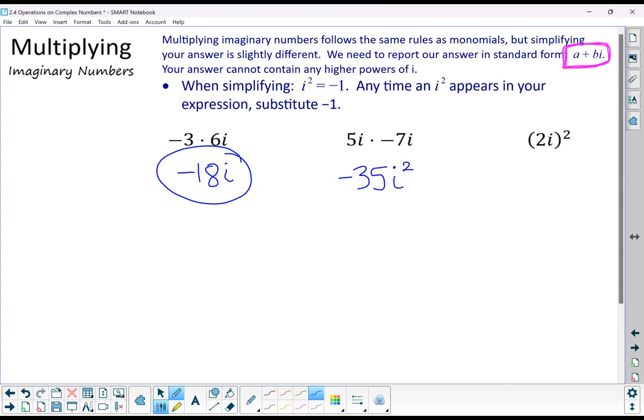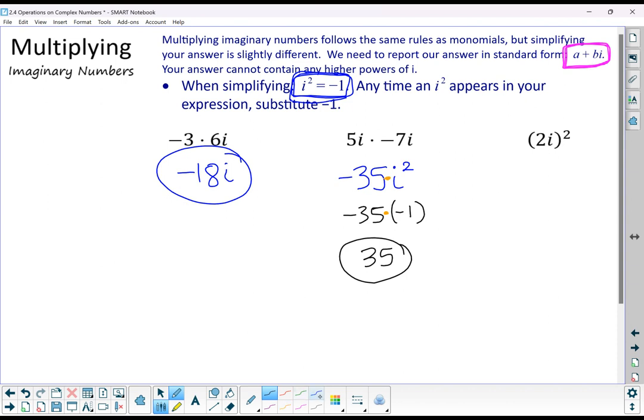-35i squared. Well, we can't report any answers that have a higher power of i than just 1, so we can't leave our answer in terms of i squared like this. We have to remember that i squared is the same as -1. So if I have -35 multiplied by i squared, that's the same as a -35 multiplied by a -1, because i squared is -1. And this is a multiplication relationship right there, so we are timesing by that -1, and so our answer is positive 35.